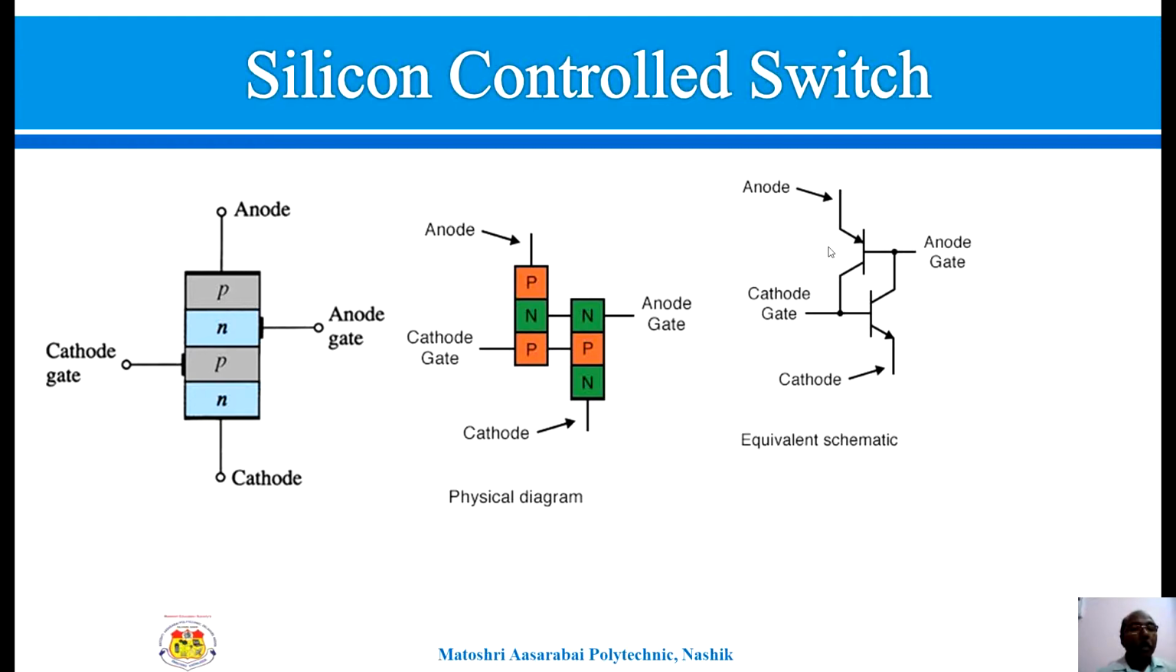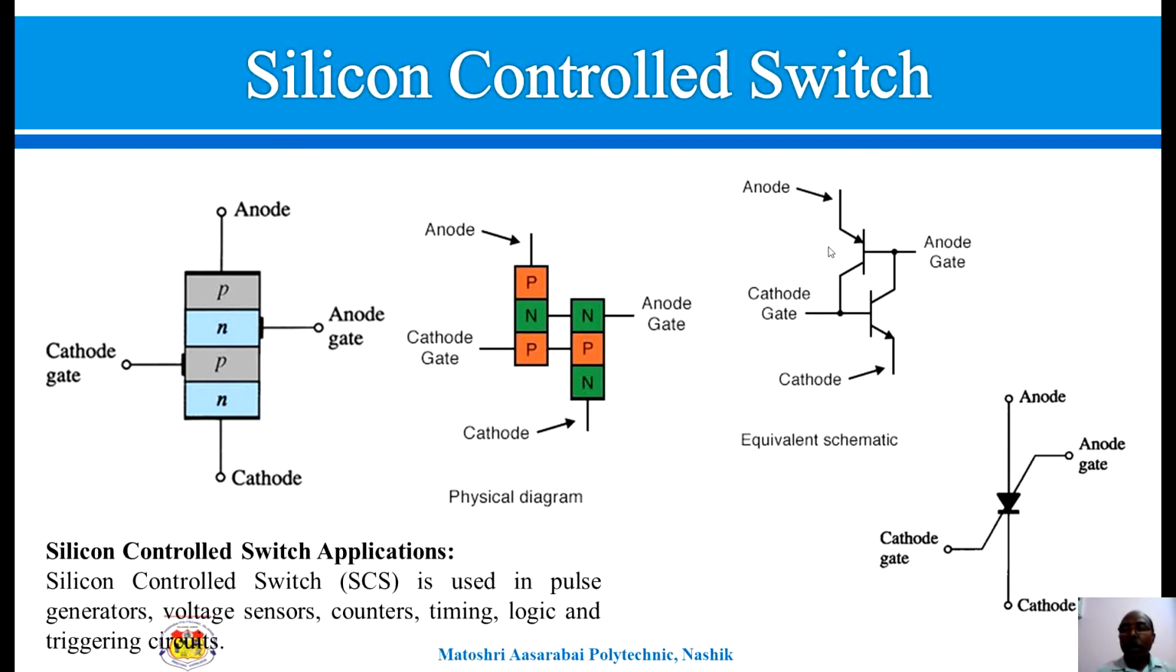Here when the cathode gate has a positive gate supply, then the device will turn on. When you give a negative supply, it will turn off. Similarly in the anode gate, when you give a negative supply, it will turn on, and when you give a positive supply, then it will be off. So we can use this silicon controlled switch SCS as a switch. Here we have various applications also, such as pulse generators, voltage sensors, counters, timing circuits, logic, and triggering circuits.